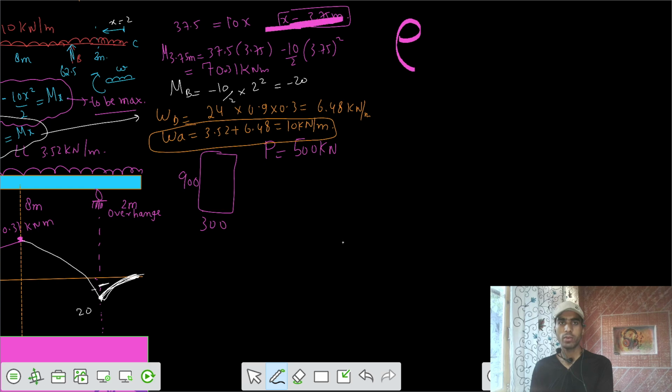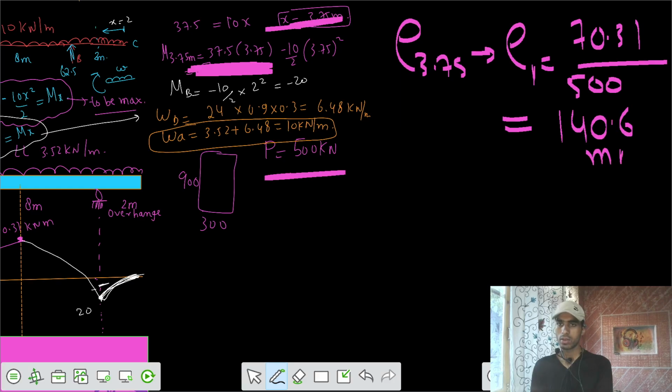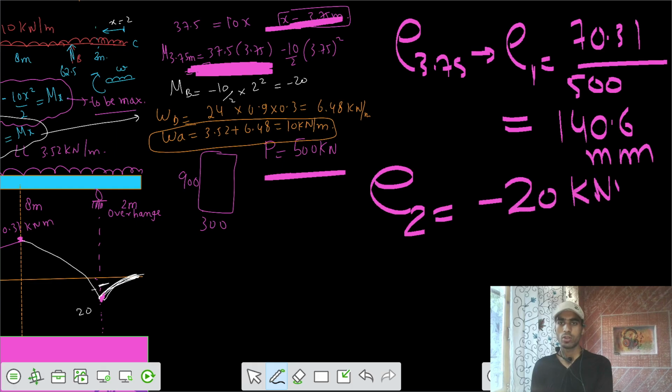So your eccentricity at the location of 3.75, I kept it as E1, and that is moment 1. What is the moment there? 70.31. This is the moment here, 70.31 divided by the value of P. Pre-stress force was given to you as 500 kilonewton, and your eccentricity E1 is coming to be 140.6 millimeters. And your eccentricity at the overhang part, I wrote that as E2, and that is moment 2, minus 20 kilonewton meter divided by the pre-stress force, 500 kilonewton.